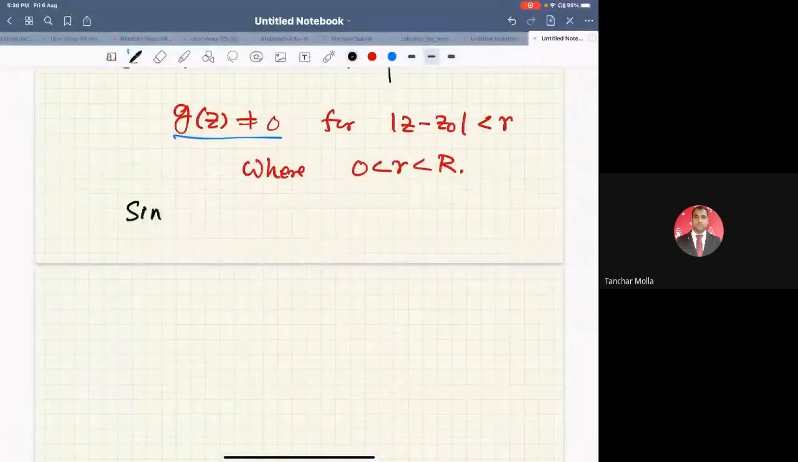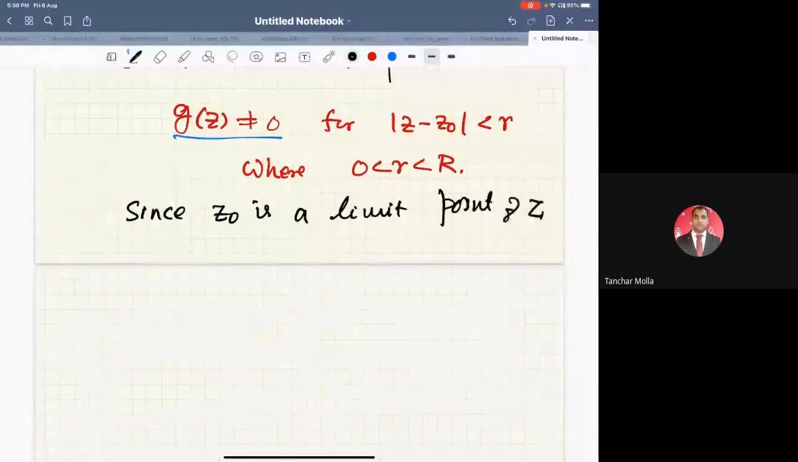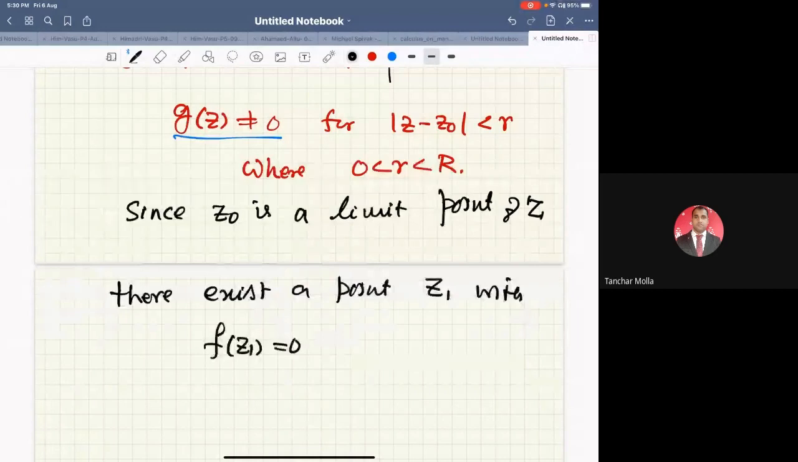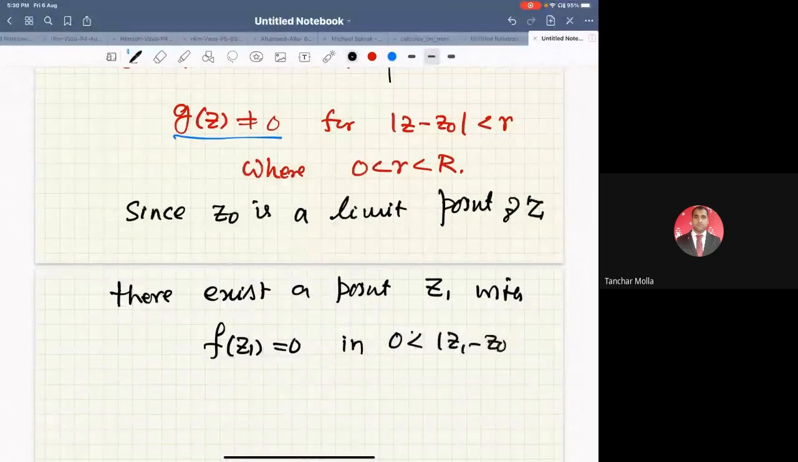Since Z naught is a limit point of capital Z, that is the zero of that function, there exists a point Z1 with f of Z1 equals to 0 in the deleted neighborhood of Z0. That means 0 less than mod Z1 minus Z0 less than R.